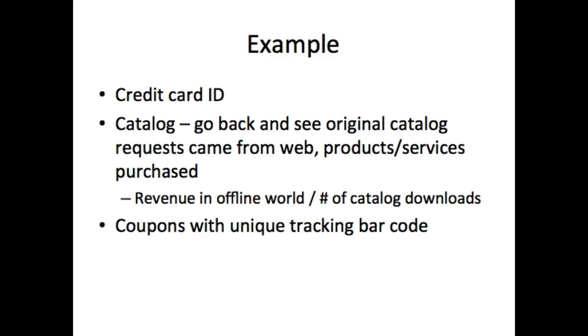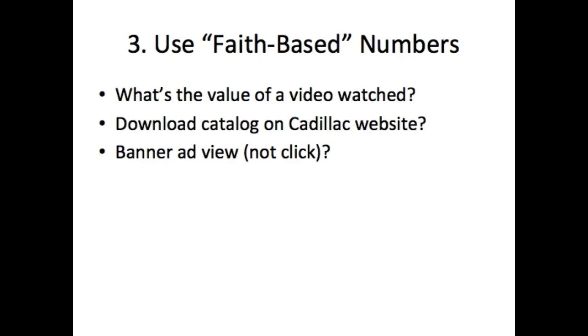Catalog, I can go back and see, because every catalog has a unique piece of identifying code, like a number or a barcode, and I know then where that catalog came from. Products and services, did they purchase products and services? So I can look at the revenue in the offline world divided by the number of catalog downloads. Coupons, like if I go to Target, all my Target coupons have a unique tracking barcode that tells Target, because you sign in to get the coupons, that this person is buying this amount of revenue. So then they know what's the value of this coupon to the business.